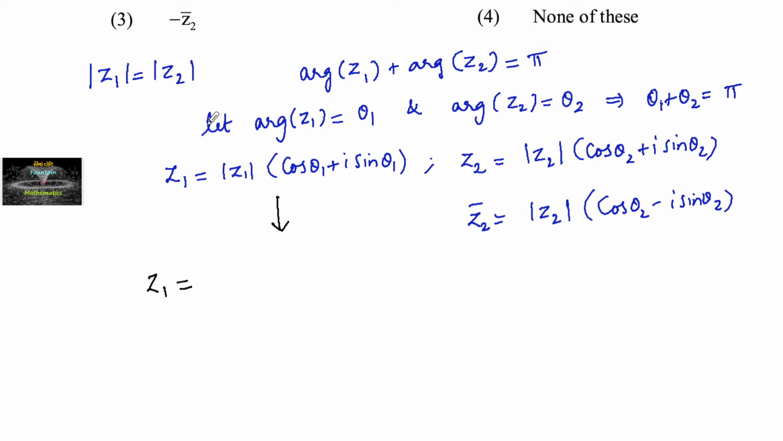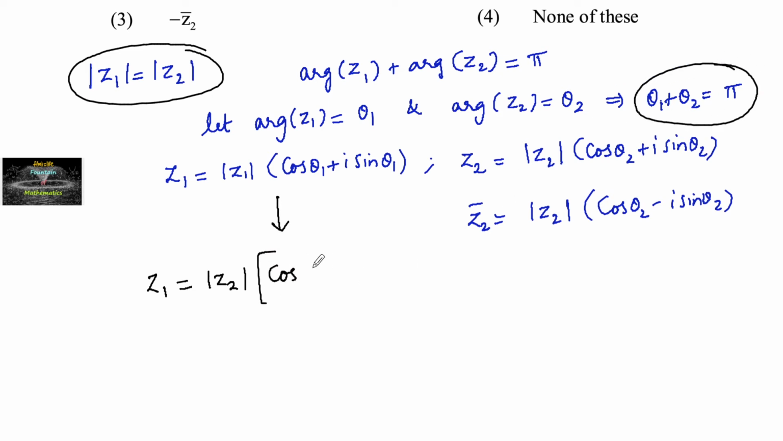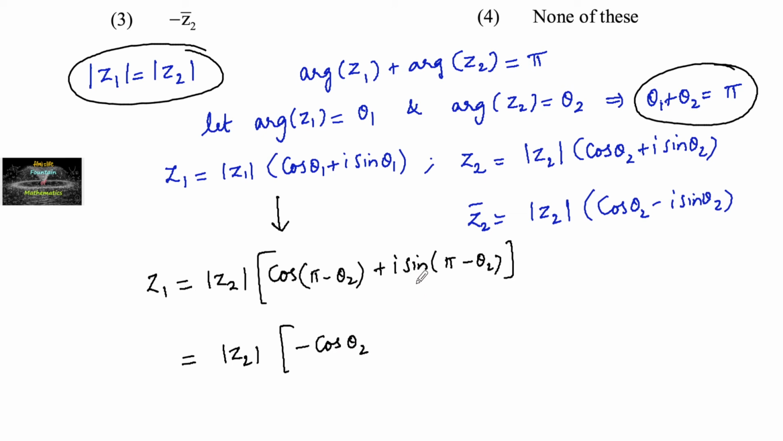Now let's consider z1. z1 is equal to, and since it is given that mod z1 is equal to mod z2, I can write mod z2 of cos of theta 1, and since theta 1 plus theta 2 is equal to pi, we can write theta 1 as pi minus theta 2, plus i sin of pi minus theta 2, which equals mod z2 of cos of pi minus theta 2, which will become minus cos theta 2 here, and i sin of pi minus theta 2, in the second quadrant sine is positive, so plus i sin theta 2.